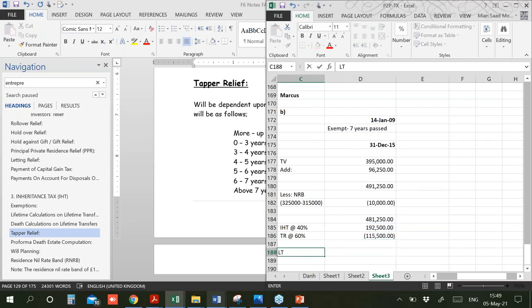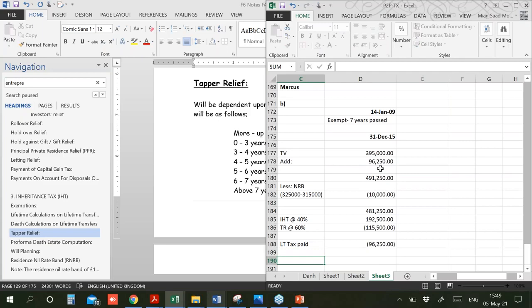Now, LT stands for lifetime tax already paid. It is given in the question, that is, I have used here as well 96250. So I can use this amount.